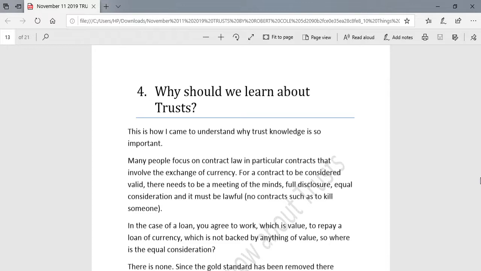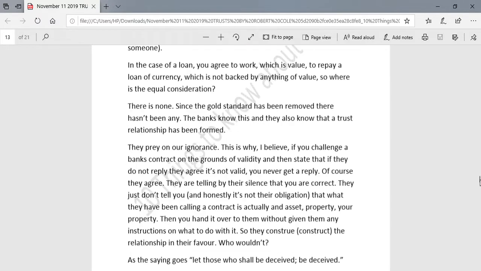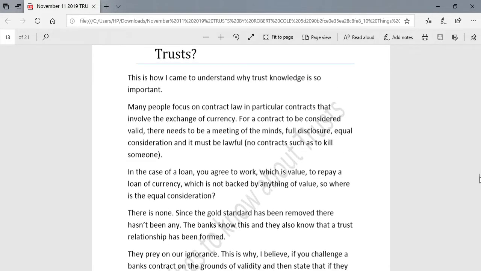In the case of a loan, you agree to work, which is value, to repay a loan of currency, which is not backed by anything of value. So where is the equal consideration? There is none. Since the gold standard has been removed, there hasn't been any. The banks know this, and they also know that a trust relationship has been formed. They prey on our ignorance.